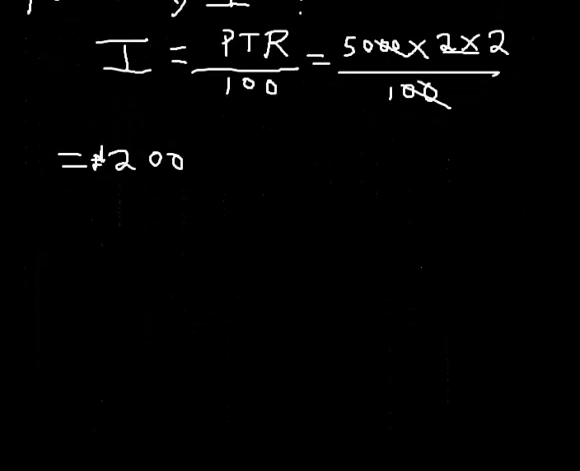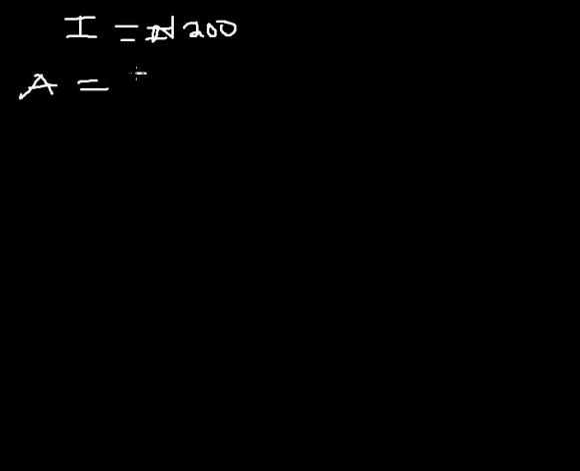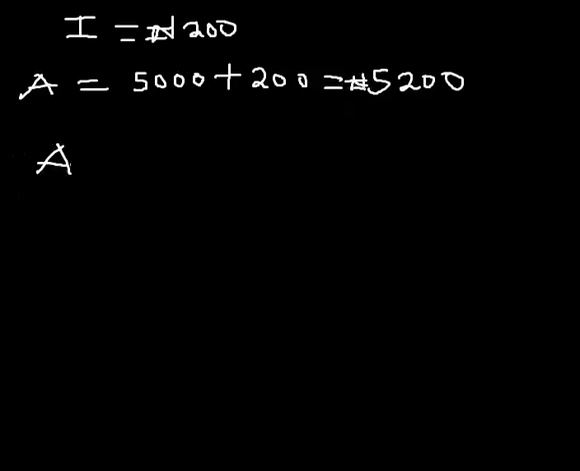Now remember, he will repay the interest. The 200 is not all he's going to repay. This is just the interest that's added to the amount. What he's going to repay is what is known as the amount, and that amount is going to be the original 50,000 that he collected, plus the 200 naira interest. So what he is going to repay at the end of the day is 50,200. So that brings us to another formula, the formula of amount. Amount is always given as the principal plus the interest. This is the amount you pay back.